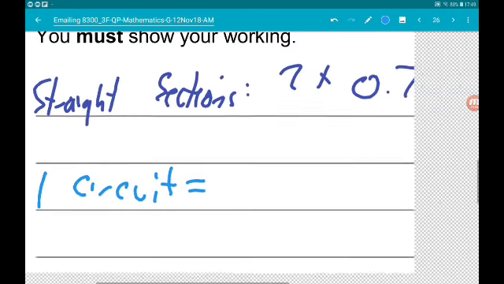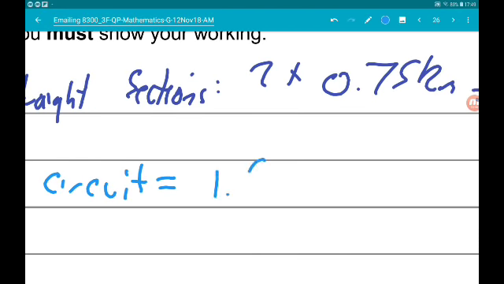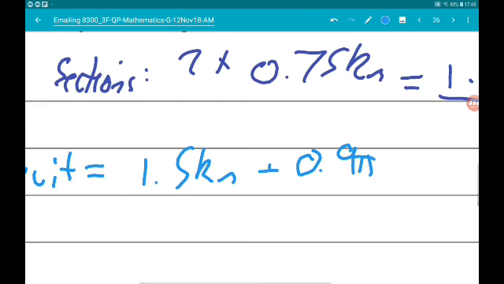So, one circuit is 1.5 add two lots of 0.45 pi. So that's 0.9 pi kilometers. Okay, at this point then, it's time to turn this into a decimal. Don't forget the pi, classic mistake. So that gives us 4.3 kilometers.